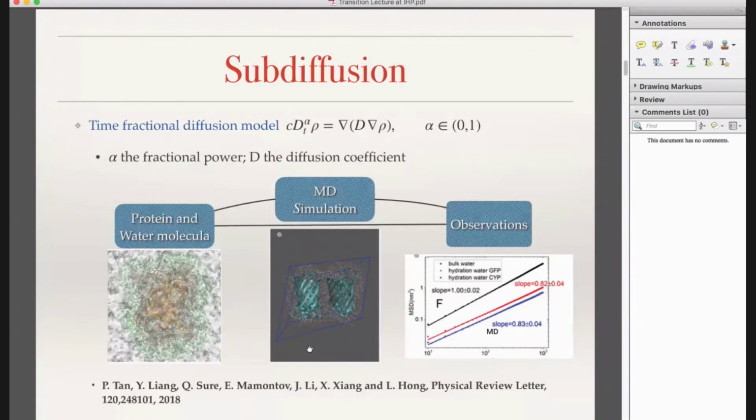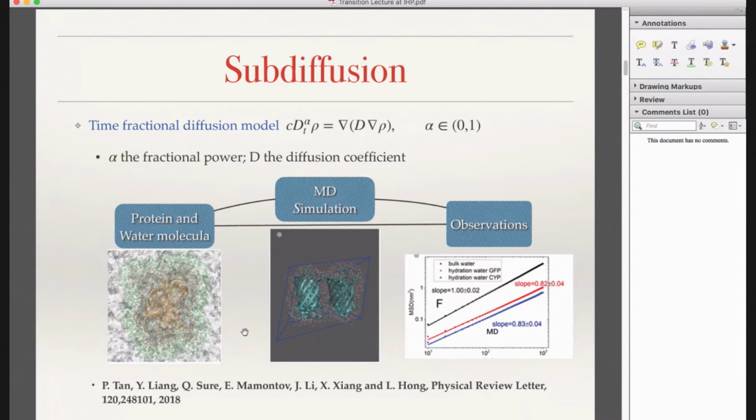So then I will go into the details of each of these transitions. For the first one, subdiffusion, it's from water molecules. Actually, water is the solvent, very important for the transportation of functional ingredients. The water molecule can help to transport essential ingredients in our body.